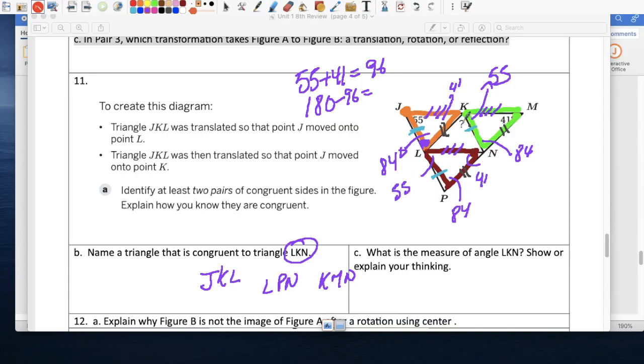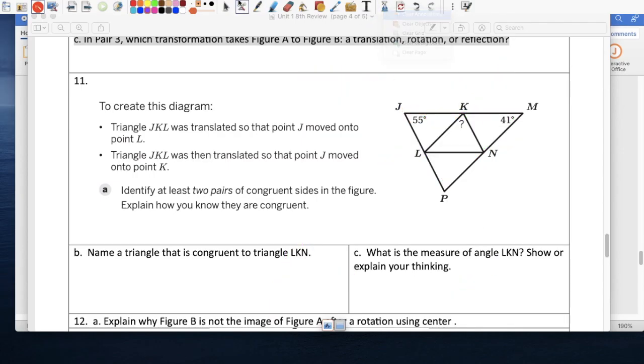So how do we find this middle angle here? Well, isn't this 180? That's a straight line right here, right? So if that's 180, and we add 41 plus 55, which is 96, that makes this angle here 84. Now it's a little bit messy, but hopefully we'll do a better job tonight.